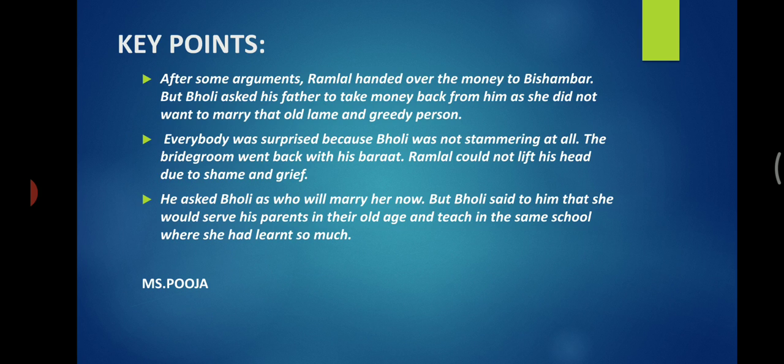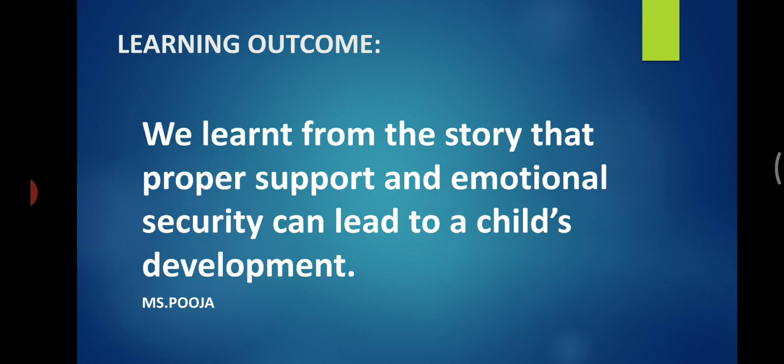After some arguments, Ramlal handed over the money to Bishambar. But Bholi asked her father to take the money back from him as she did not want to marry this old, lame and greedy person. Everybody was surprised because Bholi was not stammering at all. The bridegroom went back with his barat and Ramlal could not lift his head due to shame and grief. He asked Bholi who will marry her now. But Bholi said to him that she would serve her parents in their old age and teach in the same school where she had learned so much.